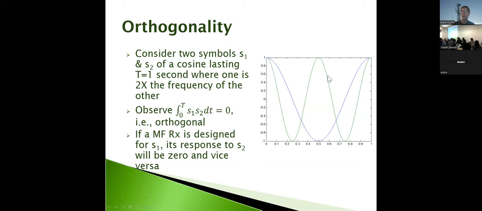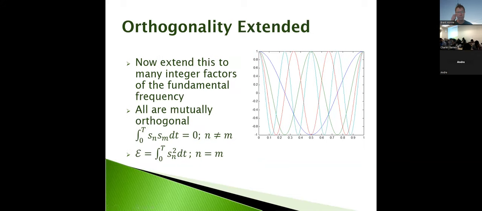So that's orthogonality. And we notice that that occurred when we have a signal that's two times the frequency of the other one. Well, really, it's any integer factor of that fundamental frequency, right? So if we start here with this blue one, and then this one, and then the red one, and then this teal one, these are all integer factors of that fundamental frequency, and they're all mutually orthogonal. So S3 is orthogonal to S2, and S1 is orthogonal to S4, and so on. Basically, anytime N is not equal to M, they're going to be orthogonal.